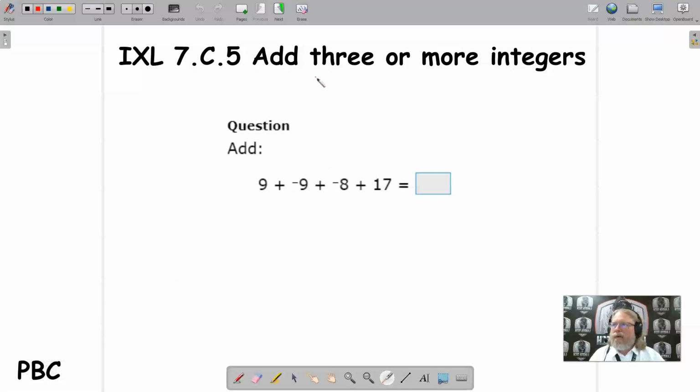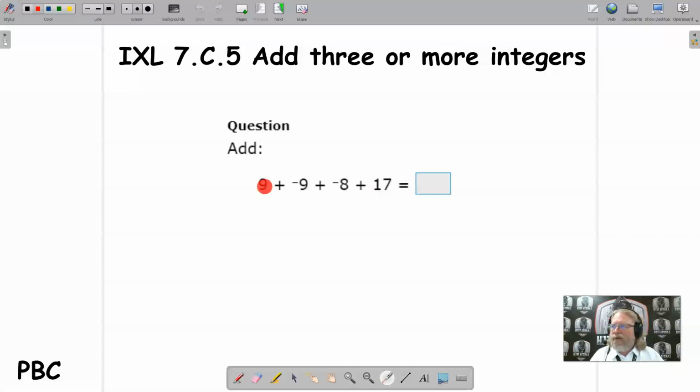So we've already added 2 integers together in other activities. Now we're going to add 3 or more integers together in this one here. So we'll use some of those same strategies, only this time we're going to have to use them multiple times within the same problem in order to come up with our solution.